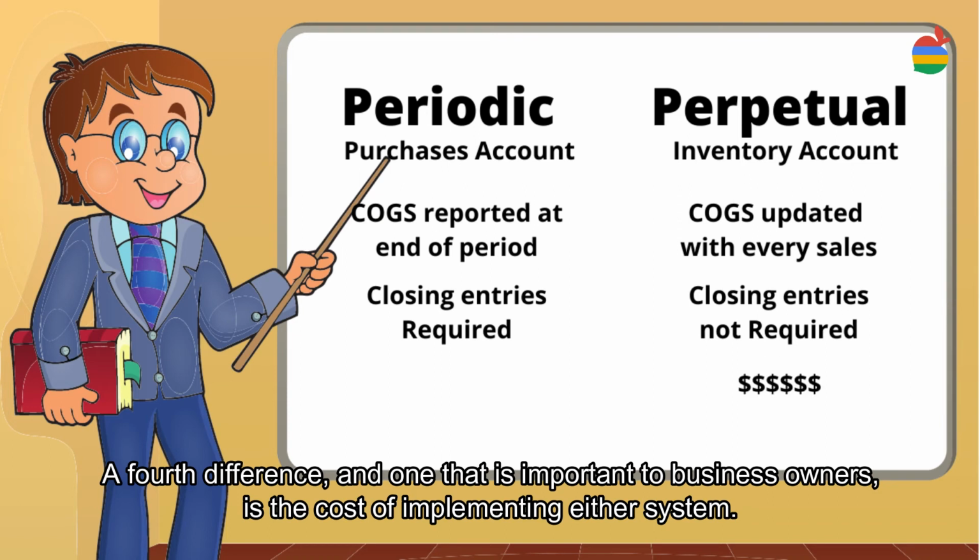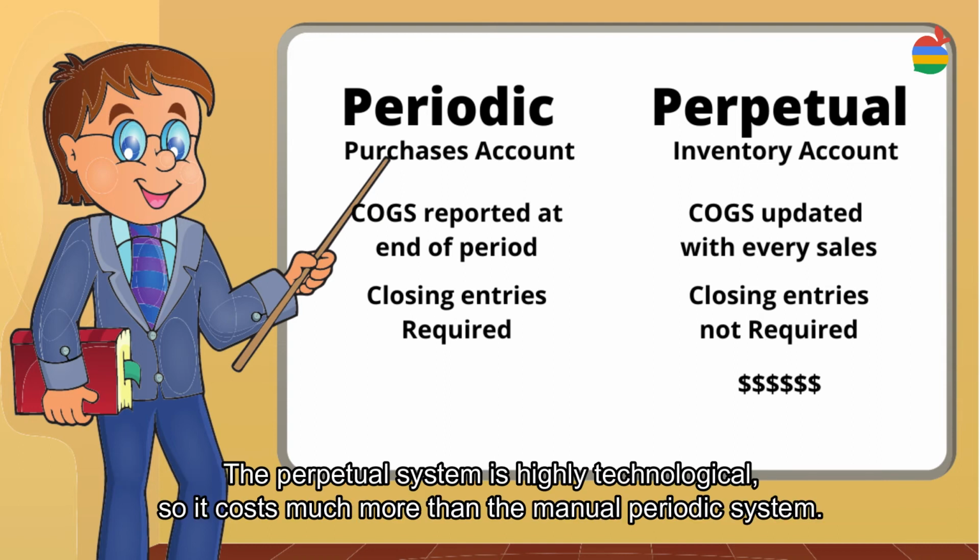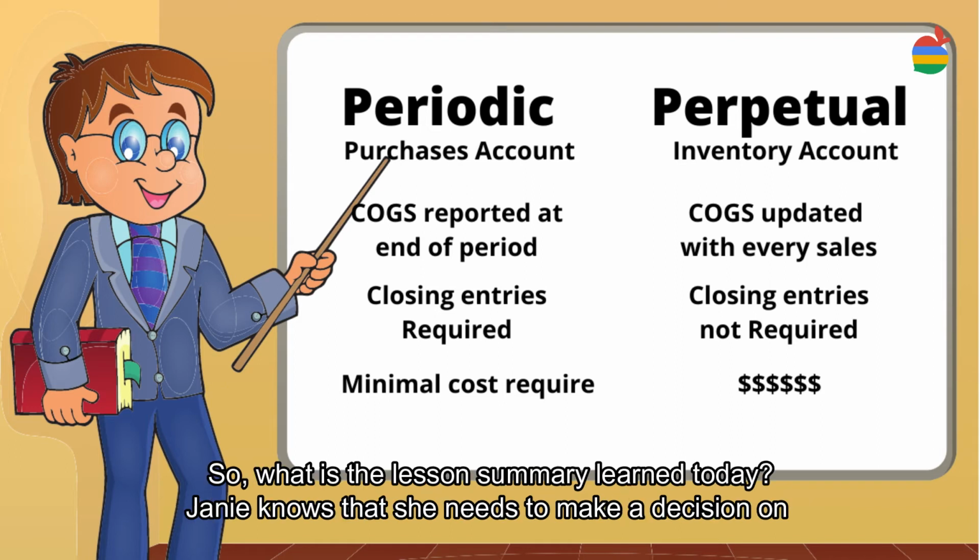The fourth difference, one that is important to business owners, is the cost of implementing either system. The perpetual system is highly technological, so it costs much more than the manual periodic system. So, what is the lesson summary learned today?